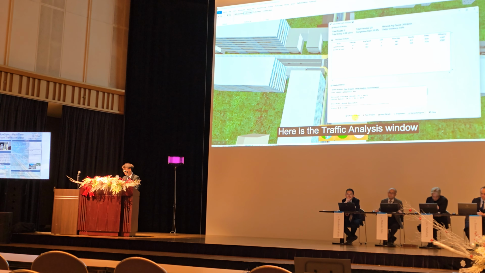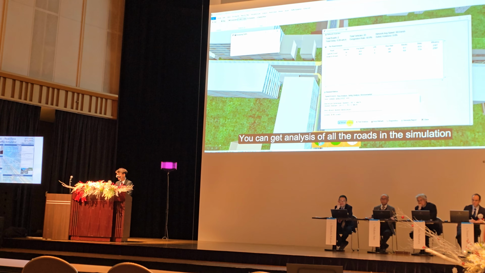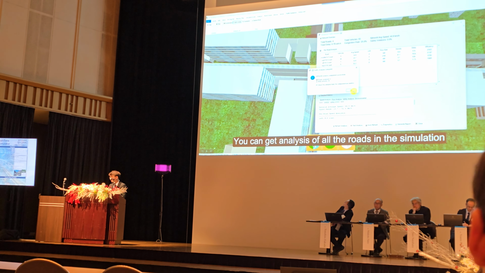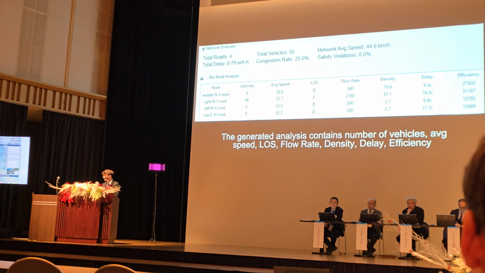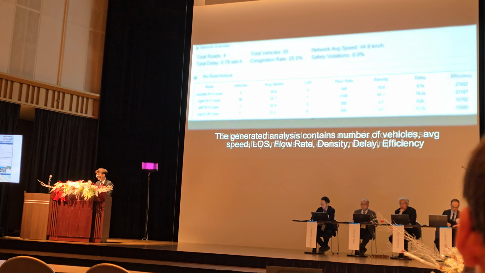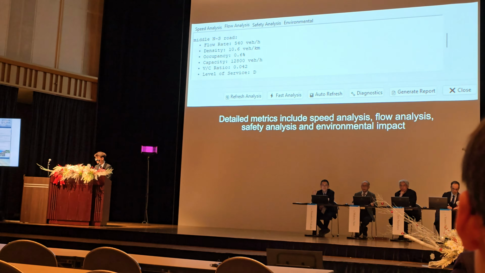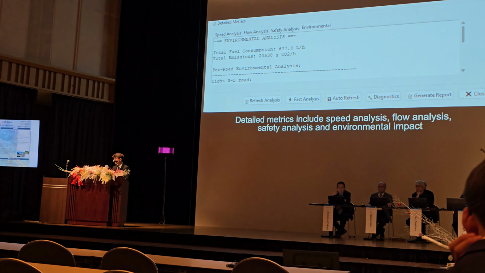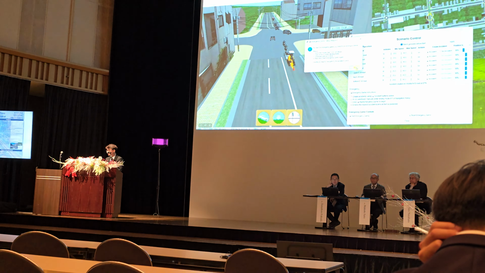Here is the traffic analysis window, and we can get analysis of all the roads in the simulation. It takes some time to generate an analysis, and the generated analysis contains the number of vehicles, average speed, level of service, flow rate, density, delay, and efficiency. And for more details, it includes speed analysis, flow analysis, safety analysis, and even environmental impact. And the next feature is emergency simulation.